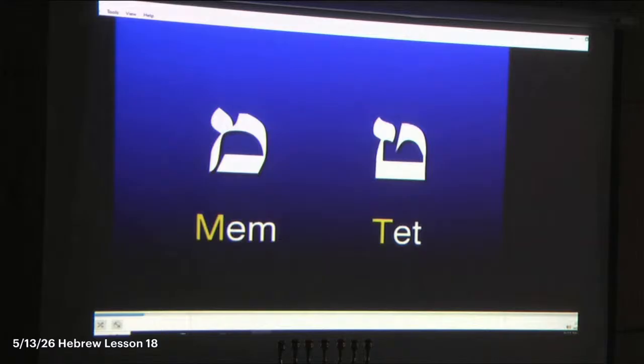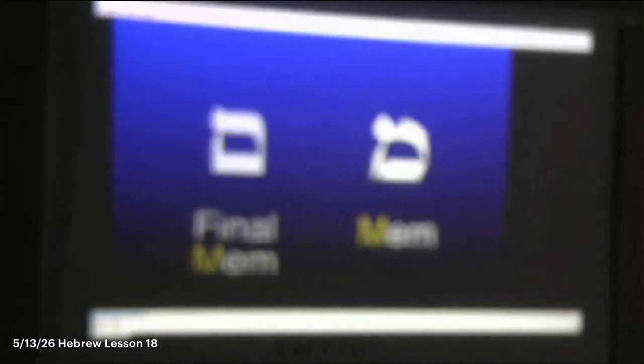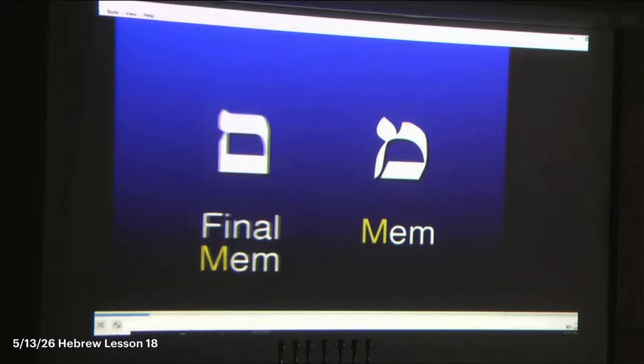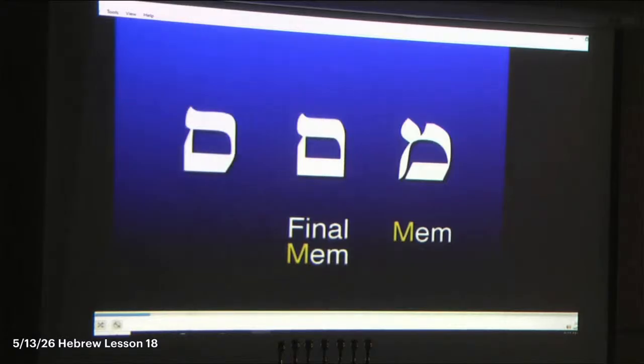So notice the tet is open at the top. The mem has a little mouse hole. Don't confuse the tet with the mem. And now we're going to take a mem and put a final mem next to it. This is the way you write the mem if it comes at the end of a word. And next to the final mem, we're going to put this letter. What letter is this that looks very much like a final mem but is not? This is the samech, mitsuyan. And the samech has a slice in the right-hand bottom corner, a slice for the samech. Don't confuse the samech and the final mem, mitsuyan.